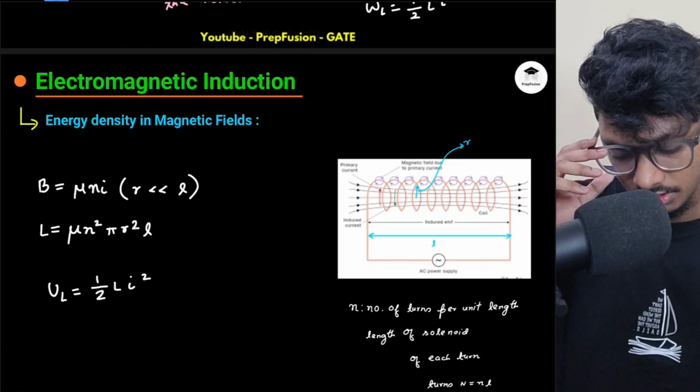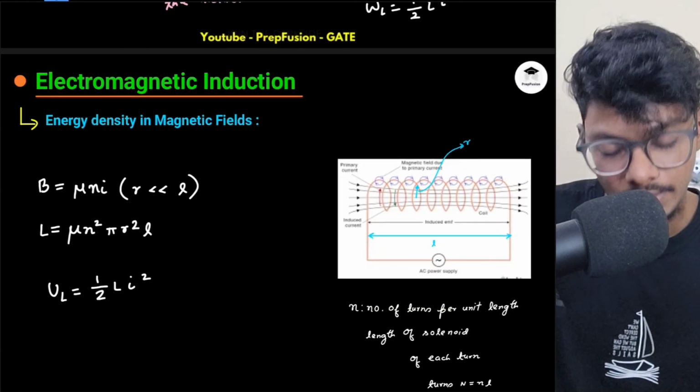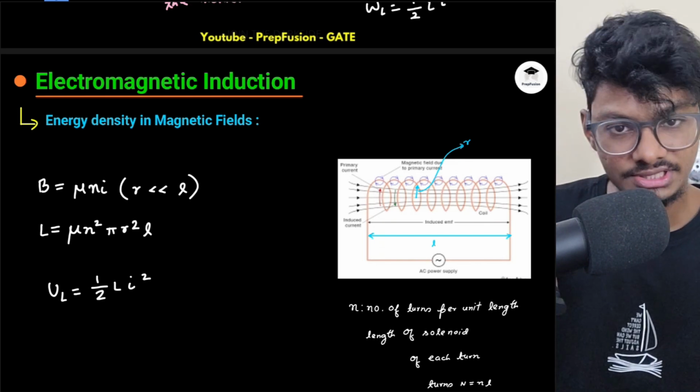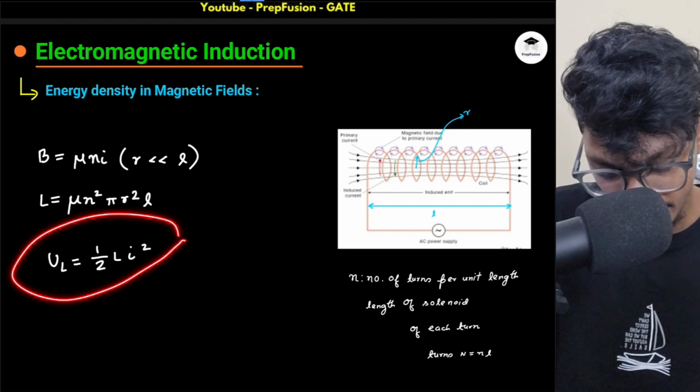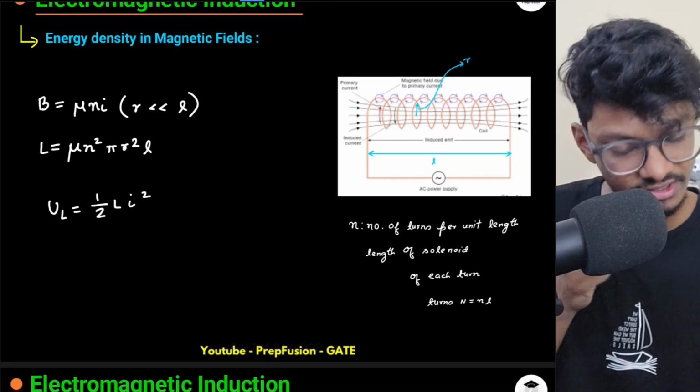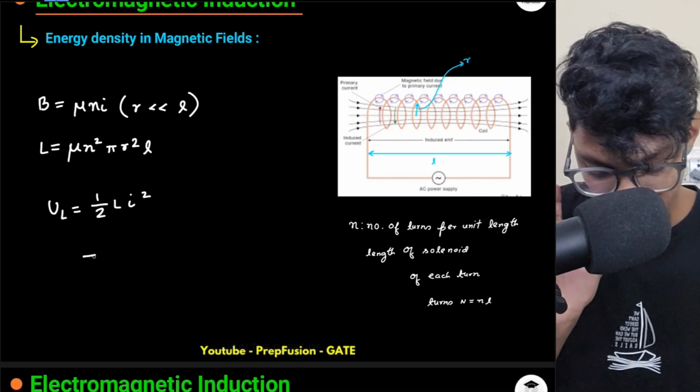Okay, now there is another term known as energy density. So what will be the energy density? Basically, total energy stored in the magnetic field divided by the volume. So I have derived it is equal to half Li square. So what is L equal to?